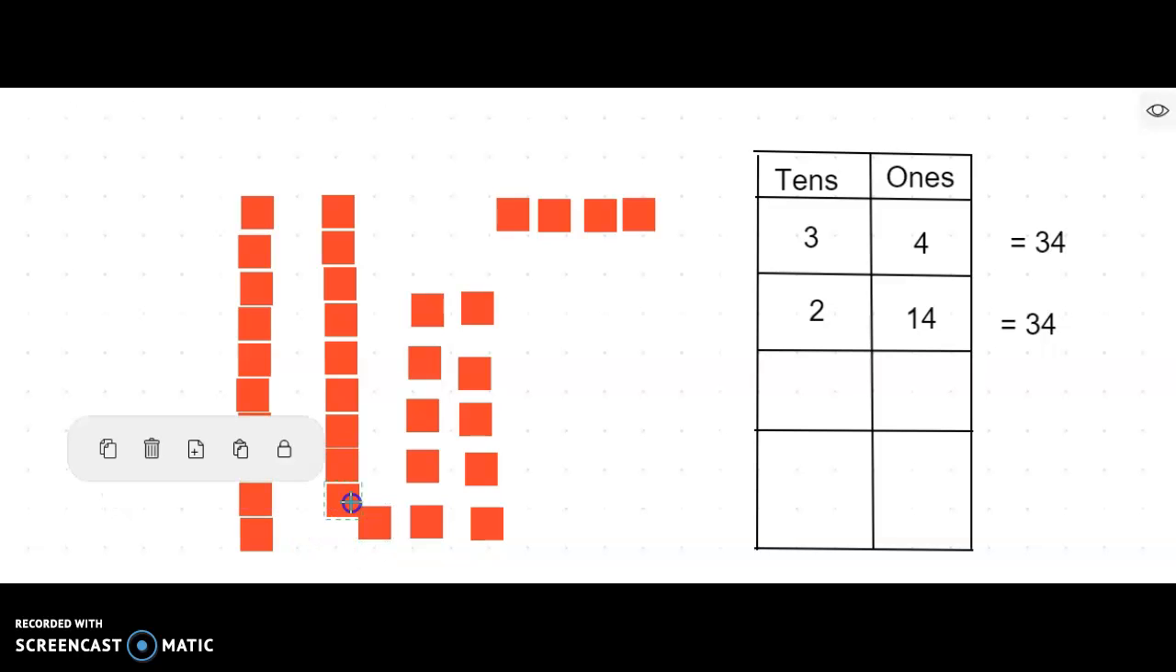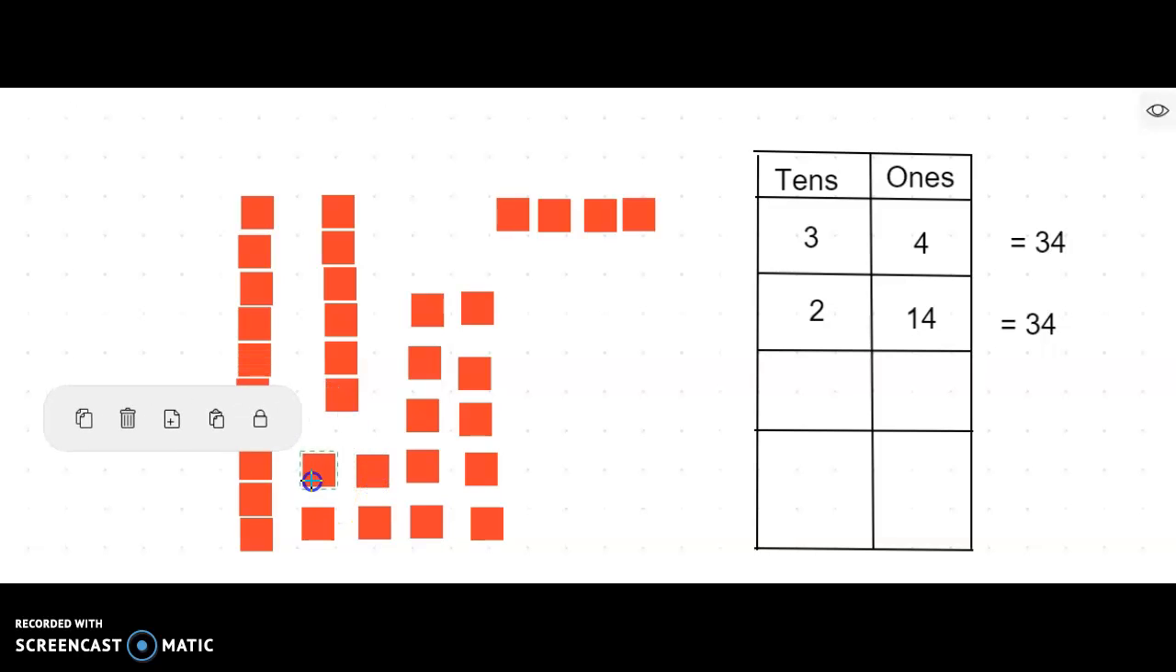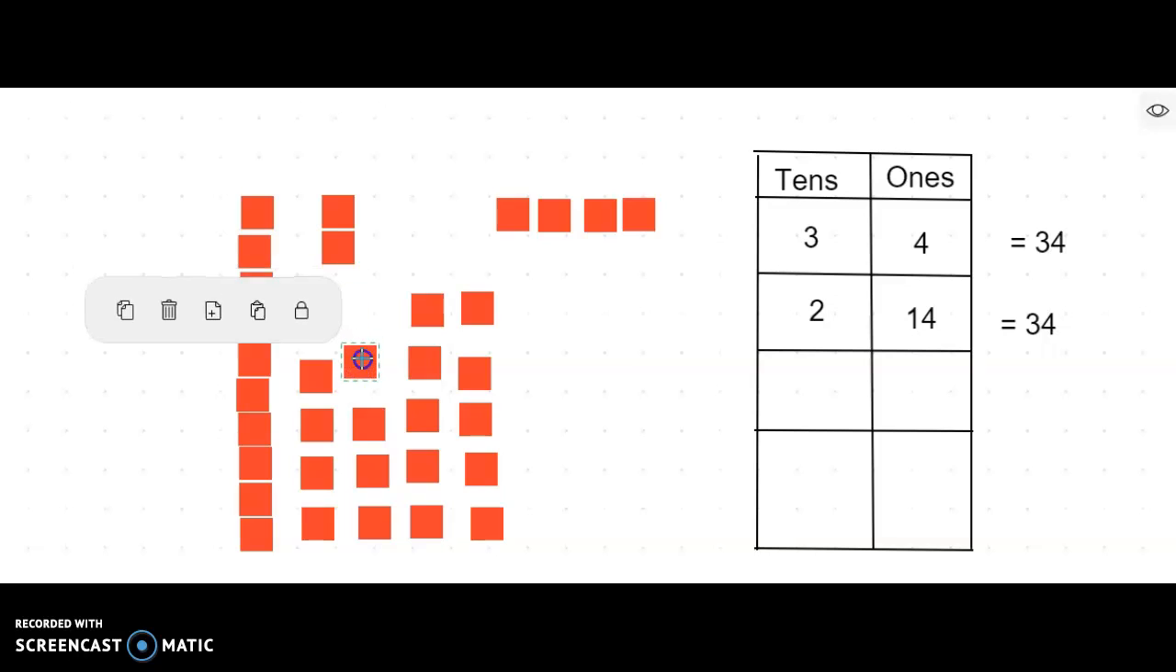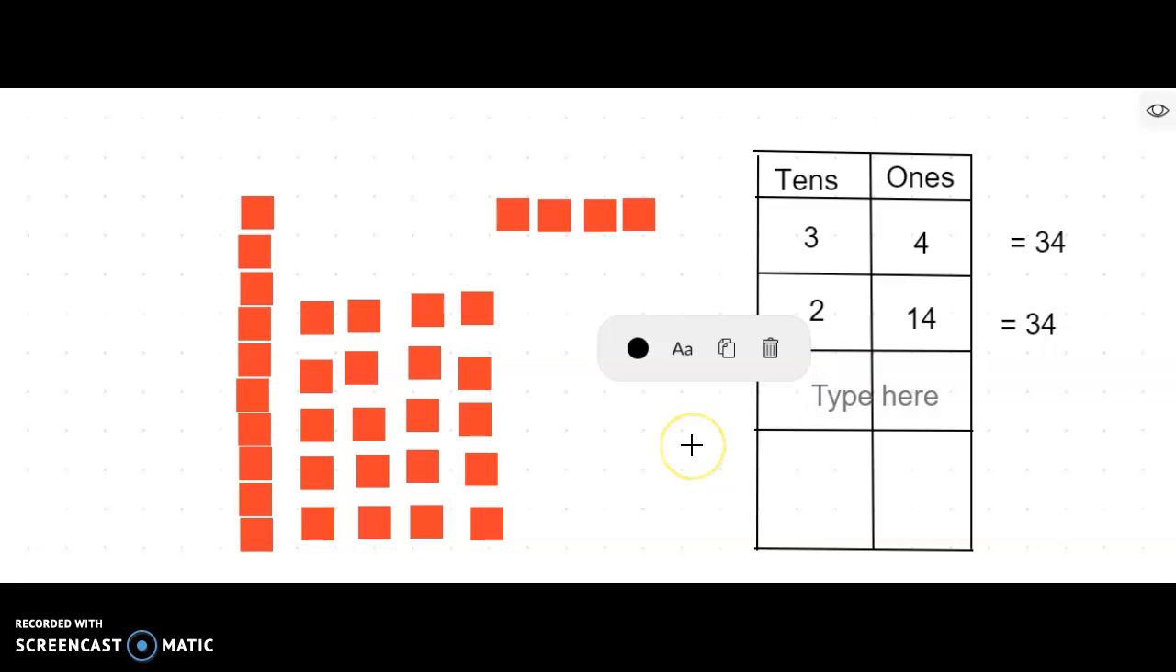1, 2, 3, 4, 5, 6, 7, 8, 9, 10. So I only have one group or bundle of 10 left. But I didn't get rid of anything. I still have these 14 ones plus another 10 loose ones, which means I have 24 loose ones.